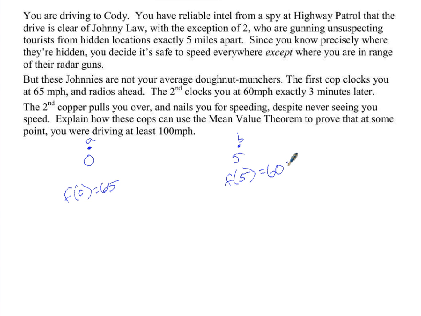Am I suddenly going at different speeds? Like, am I going 65 miles an hour all the way until that second cop sees me and then suddenly I jump down to 60? No. So therefore the function is continuous because I can't warp. It's also differentiable because I can't break my speed and go instantaneously from one speed to another speed, okay?